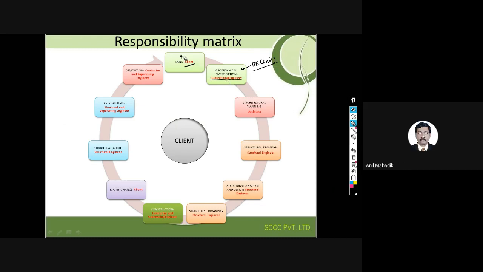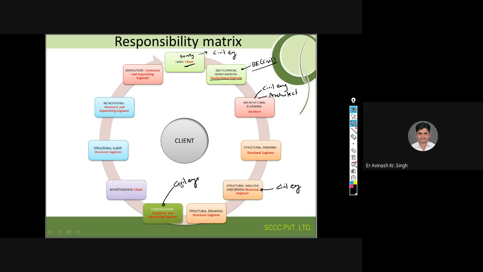Land survey, who is doing the land survey? He is also a civil engineer mostly. Who is doing the architectural planning? Civil engineer and architect. Yes, it may be a civil engineer or an architect. Mainly architects are there, but civil engineers also can do. Structural engineering, who is doing the structural drawings and analysis design? Civil engineer, he is also a civil engineer. Who is doing the construction? Civil engineer.